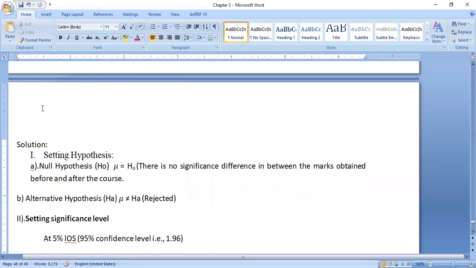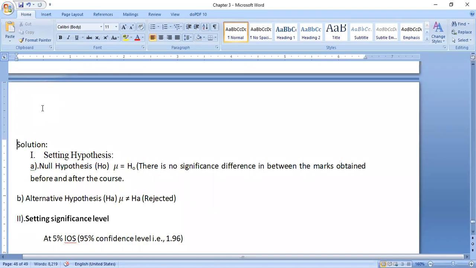Second one, setting suitable significance level. Third one, test criterion. Fourth, doing calculation. Fifth one, conclusion. These 5 steps you have to remember forever. Why? Because these steps will help us in getting more marks.